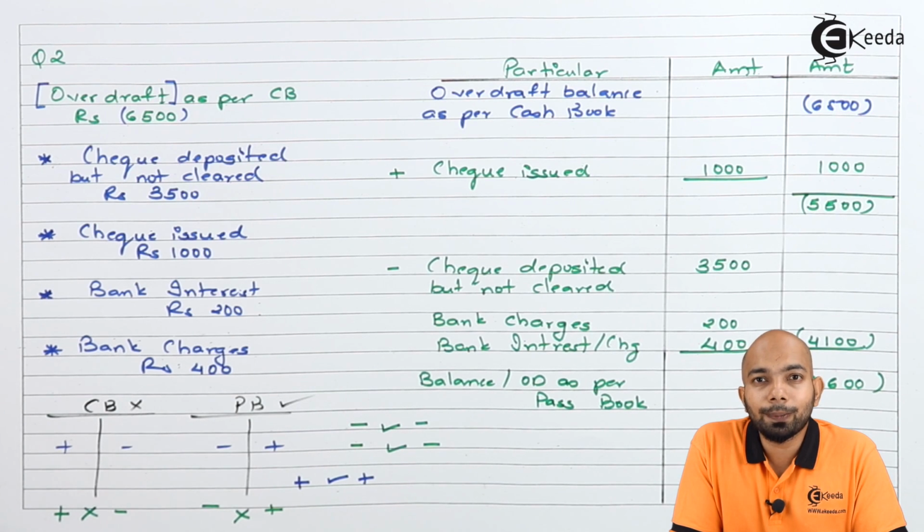So this is how you prepare a bank reconciliation statement when you have two kind of sums, which is favorable balance and unfavorable balance, be it the cash book or the passbook. So this is how you prepare a bank reconciliation statement in any of the scenarios.